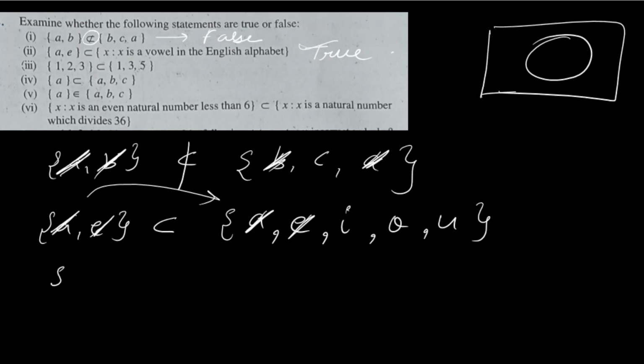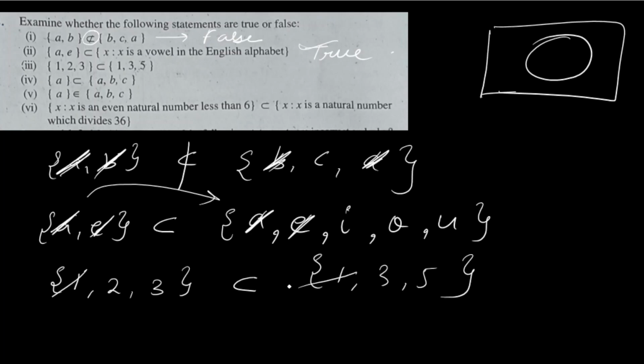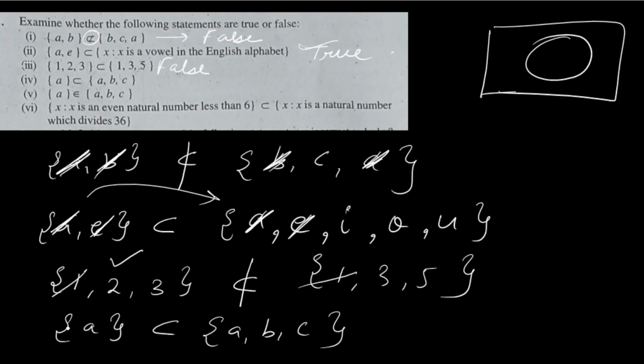Then third one, {1, 2, 3} is the first set, is a subset of {1, 3, 5}. So 1 is there in both the sets. 2 is not there in the second set. So which means it should not be a subset, but they have mentioned it's a subset, which means it's a false statement. So next one, {a}, a singleton set, is a subset of {a, b, c}. So yes, because a is there in this set and a is present in this set as well. So which means it's a subset. It's true. When any set has a single element, it is known as a singleton set.